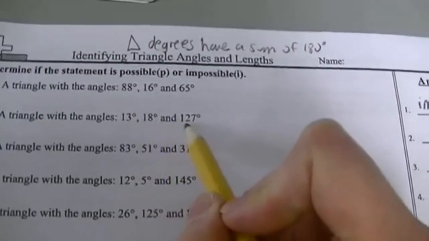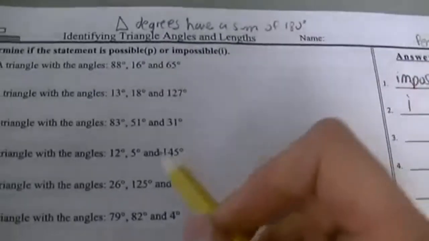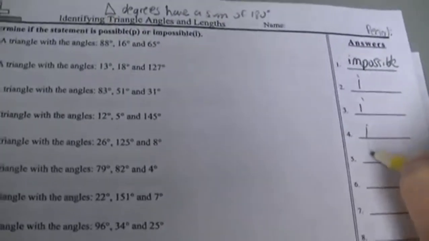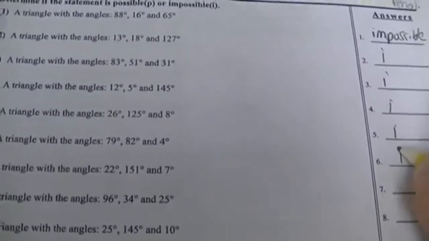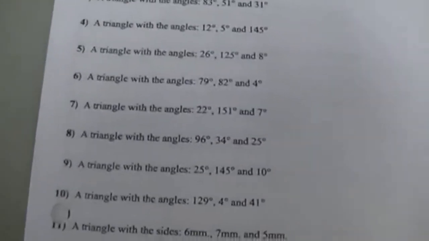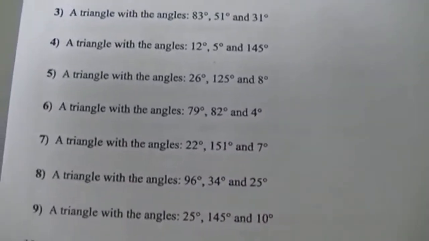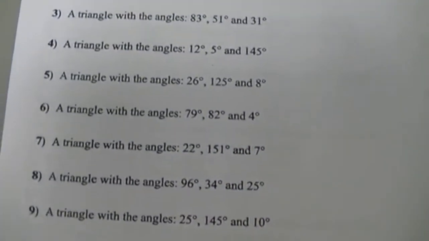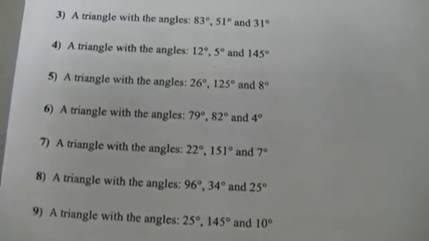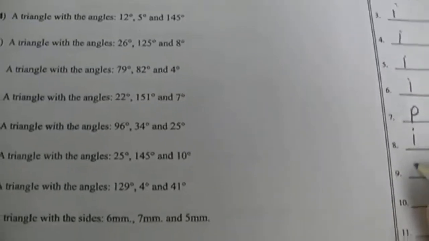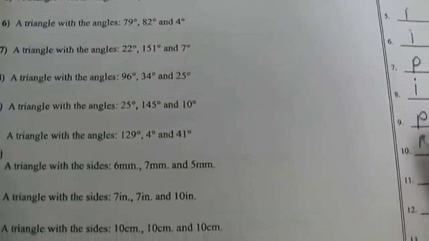Do these add up to 180 degrees? Nope. I'm putting impossible. These, nope. Possible. Number 4 is also impossible. Please don't just sit there and copy this down, okay? And then finally, on number 7, we get a possible one, because 22 plus 151 equals 173, and 173 plus 7 is equal to 180. So our first possible one is number 7. Number 8 is going to be impossible. Number 9 is possible. And number 10 is impossible.